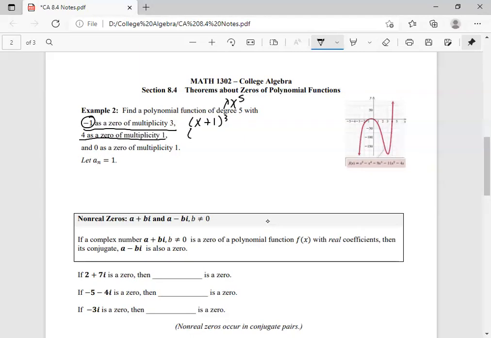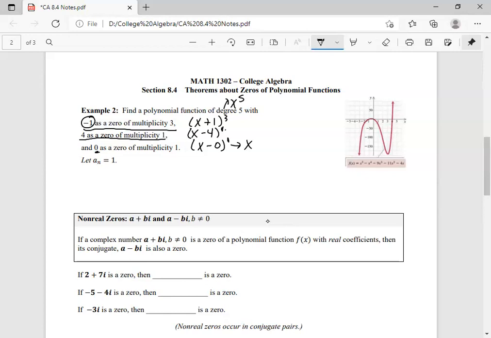So what's x minus 4 to what? To the first power. When we don't need to put the first power there, we know that's understood, but I'm just trying to make sure I'm explaining why that's a multiplicity of 1. And 0 as a 0 of multiplicity 1. That one can be tricky for people, but if 0 is a 0, then it kind of means x minus 0. And you wouldn't write that. You would just write x.